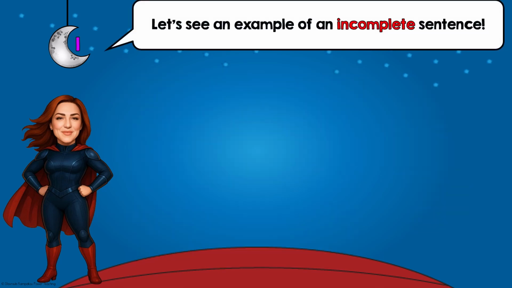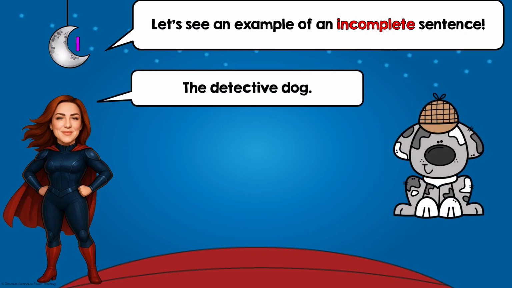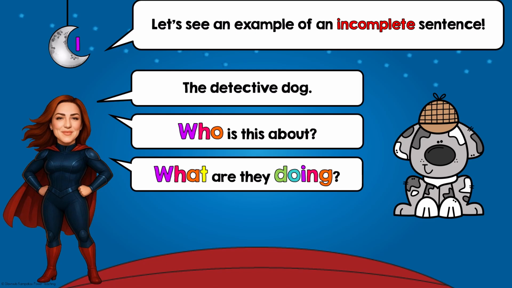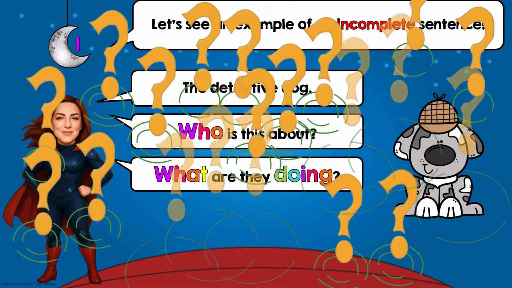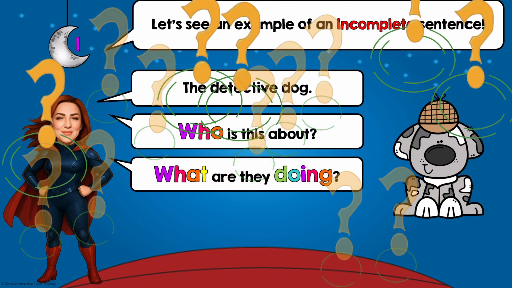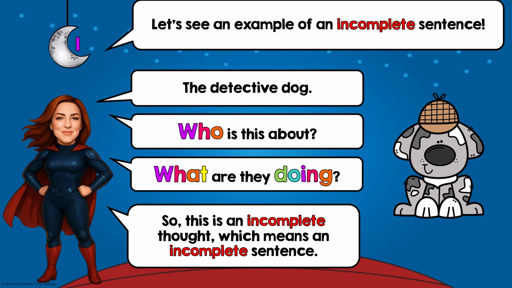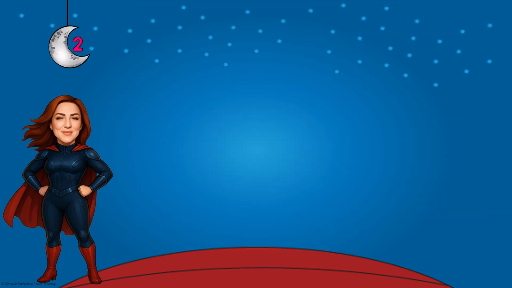Now let's see an example of an incomplete sentence. The detective dog. Who is this about? The detective dog. What are they doing? Well, nobody knows because we haven't said what they are doing. So this is an incomplete thought, which means an incomplete sentence.